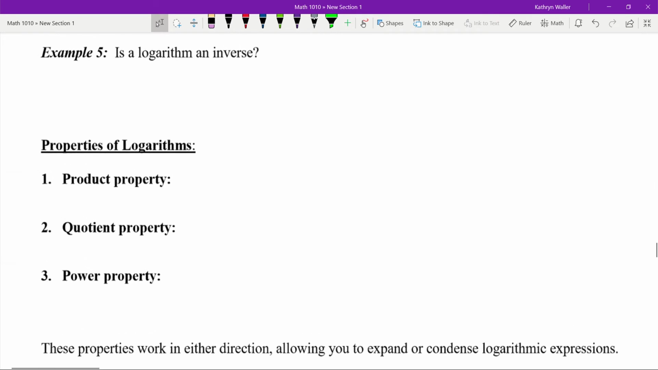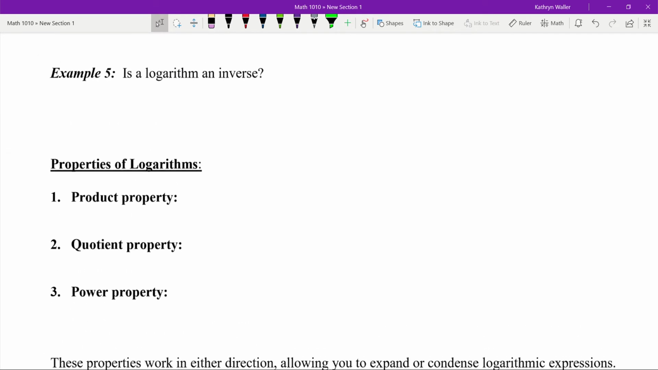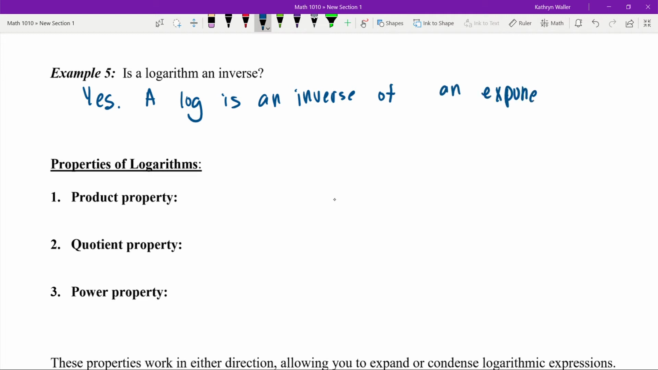Okay, question 5. Is a log an inverse? Yes or no? Is a log an inverse? Yes, the answer is yes. And I'm going to say a log is an inverse of, finish my sentence, an exponential. You're exactly right. An exponential.